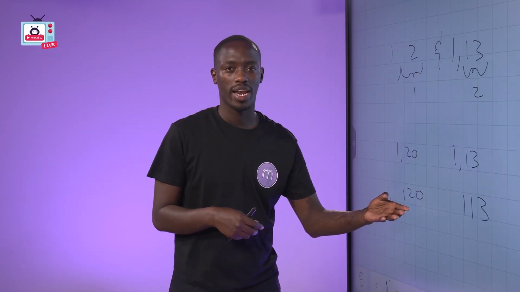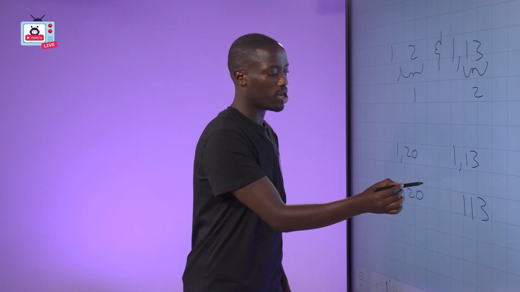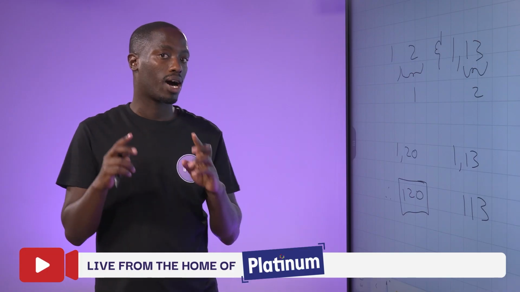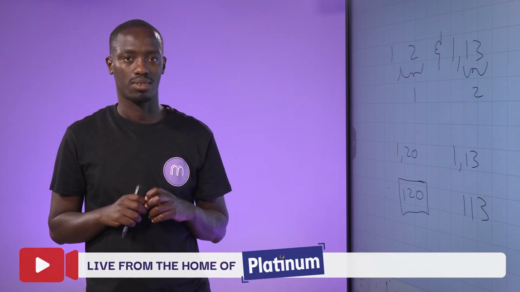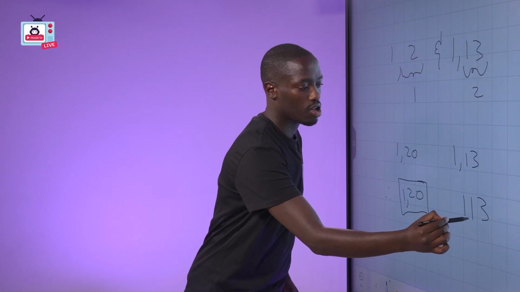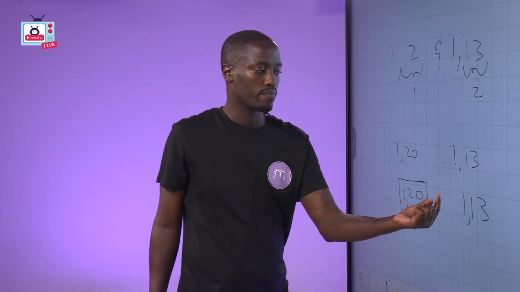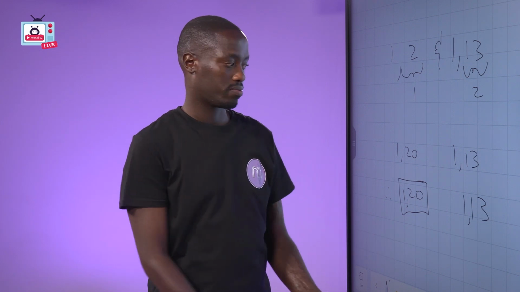Now, between 120 and 113, which one is bigger? The bigger one will be 120. But now remember, we were working with decimals here. We had a comma right there. So that means 1,20 is greater than 1,13.